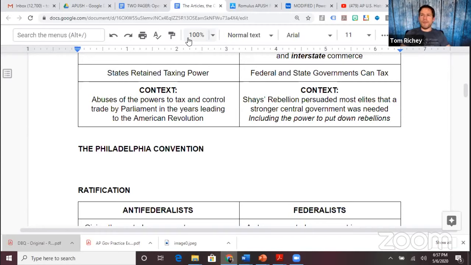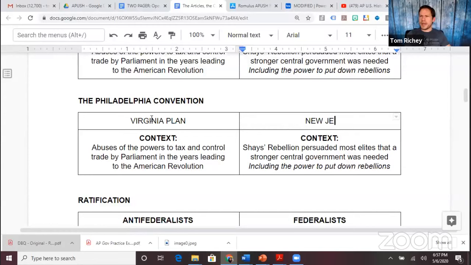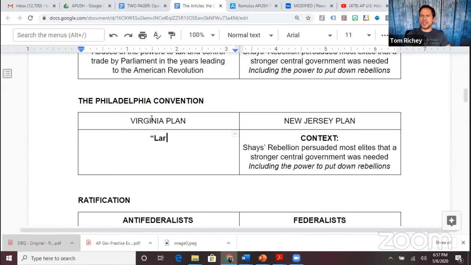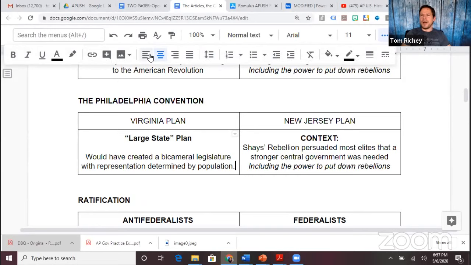So first of all, we want to think in terms of the Virginia Plan, and then the New Jersey Plan. Basically this was the large state plan. It would have created a bicameral legislature with representation determined by each state's population. So that is known as the large state plan.